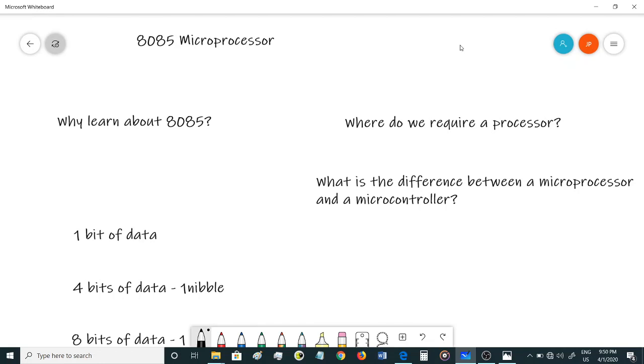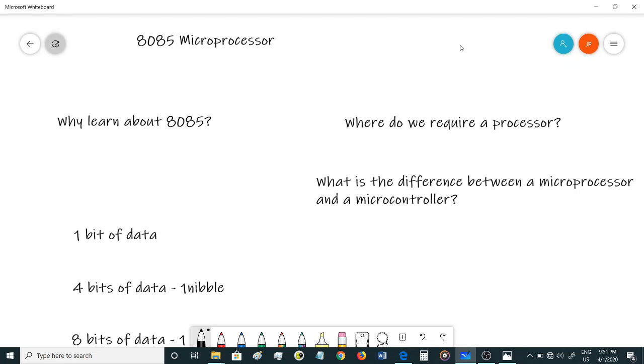Now the first question that arises is why do we have to learn about the 8085 microprocessor? The 8085 was the first commercially available microprocessor that Intel had produced, and it was one of the basic processors. There were processors before the 8085, but one of the standard processors, you could say, is the 8085. And if you want to learn higher processors or higher architectures, you should have your basics right.